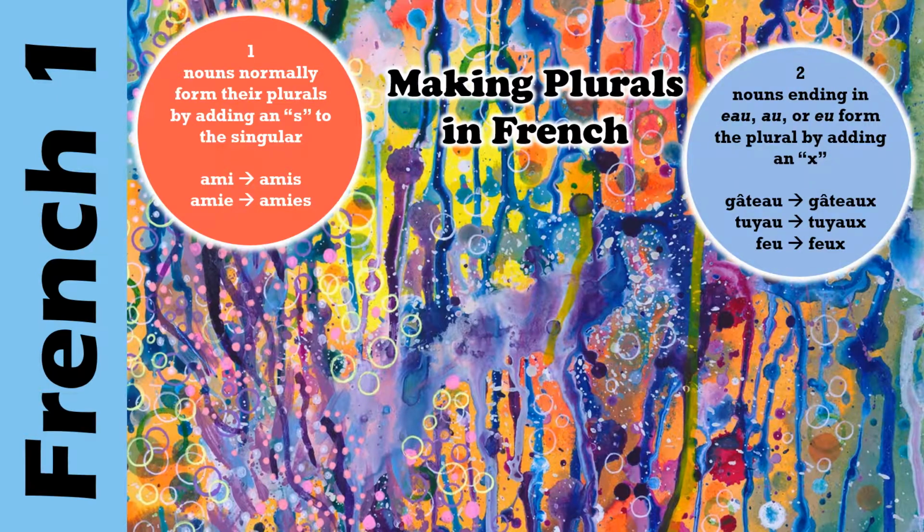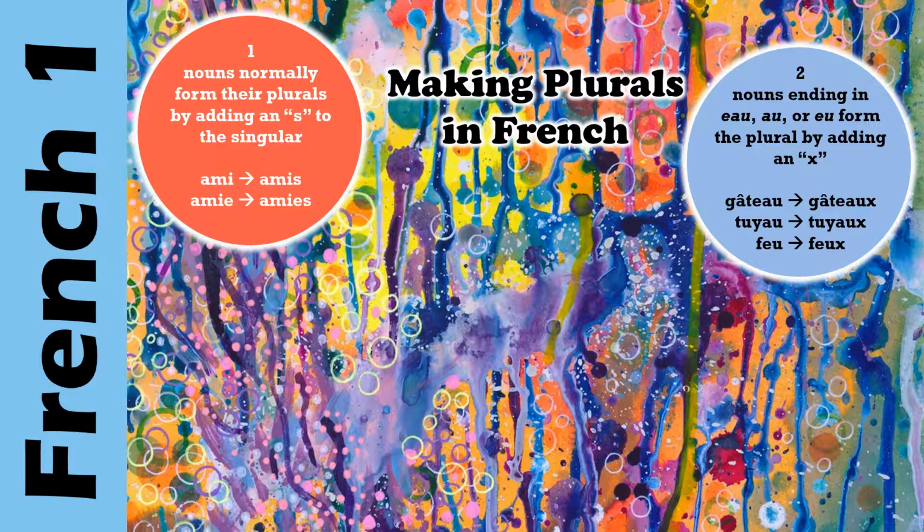The second rule, nouns ending in eau, au, or eu form the plural by adding not an S, but an X. So you have the word gâteau, which means cake, becoming gâteaux with an X. You have the word tuyau, which means pipe, becoming the plural tuyaux. And then you have the word feu, meaning fire, in the plural becoming feux. Again, you'll notice that you don't hear the difference between singular and plural.